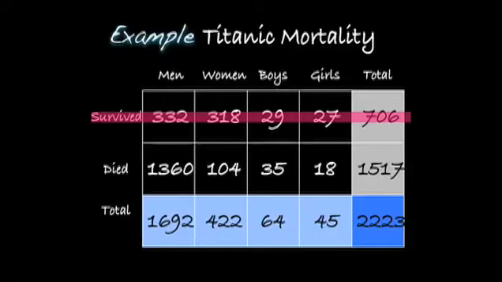Look at the survivor row, and now the women column. There were 318 women who survived the Titanic, out of 422 women who were aboard the Titanic. So we take the 318 divided by the 422, and we determine the probability of surviving given that you were a woman.